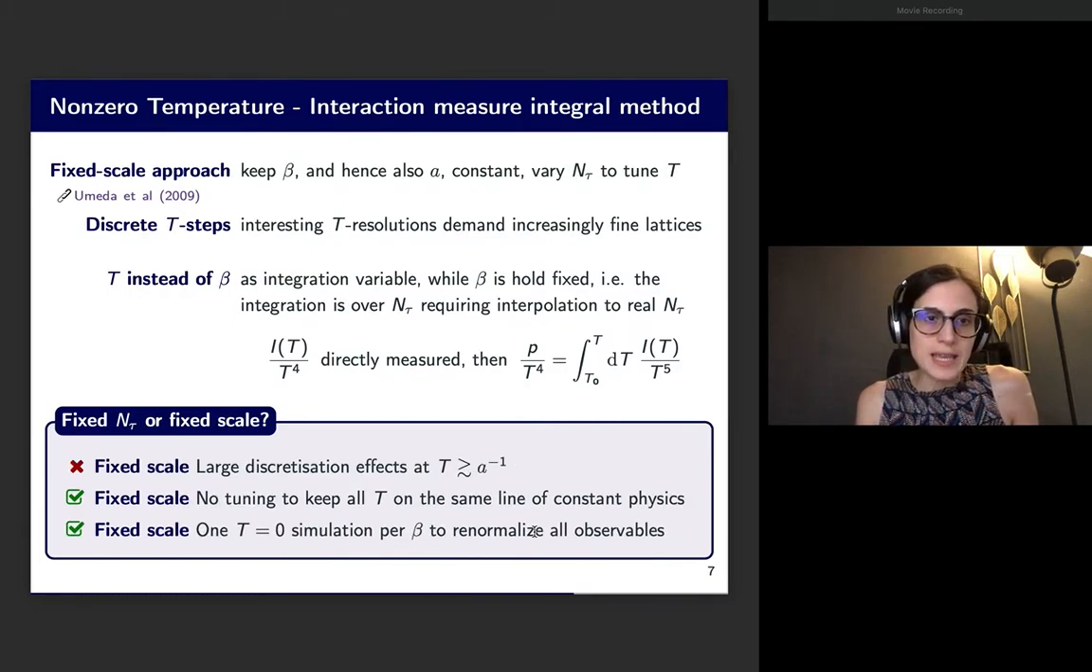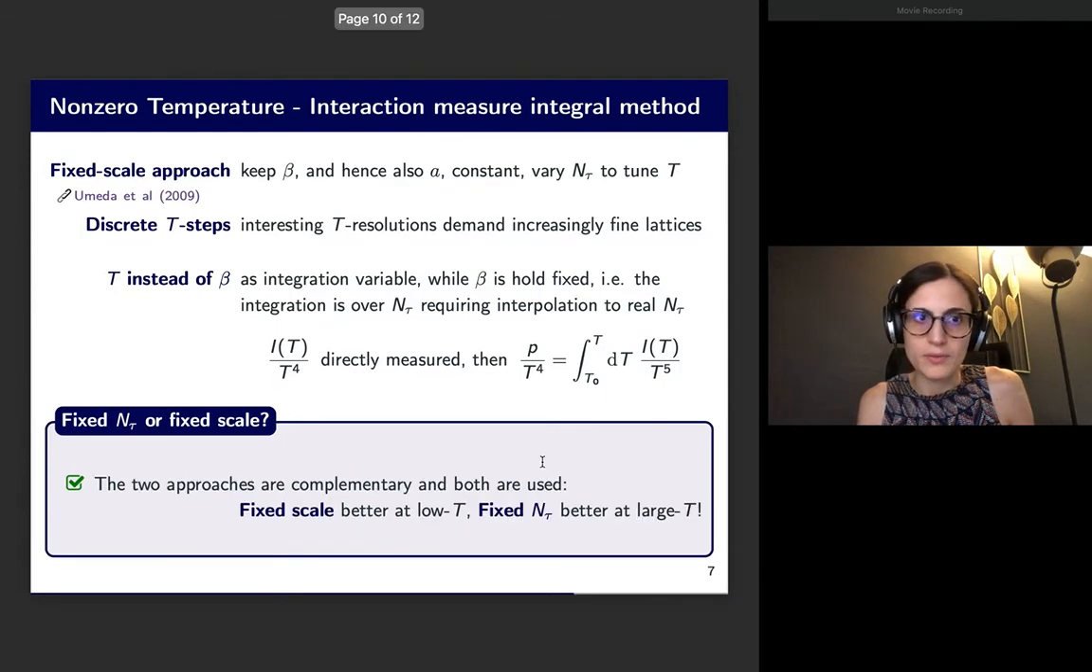Let's move to the fixed scale and see what are the advantages and disadvantages of this alternative approach. It has large discretization effects as soon as the temperature is above the inverse lattice spacing, which means that the thermal fluctuations are basically on the scale of the cutoff. However, it has the advantage that if you do not tune beta at all, then you need no tuning to keep the temperature fixed on the same line of constant physics, and also one T equals 0 simulation on a very large N_t would be enough in order to be able to renormalize all observables.